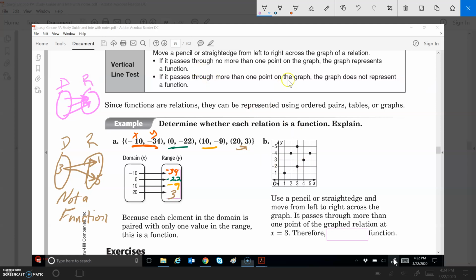Alright. Here we have a graph, and we're going to move a vertical line or straight edge across here, left to right. And what happens here when I have a semi-straight line? Well, I connect at 2 spots. So this is not a function.